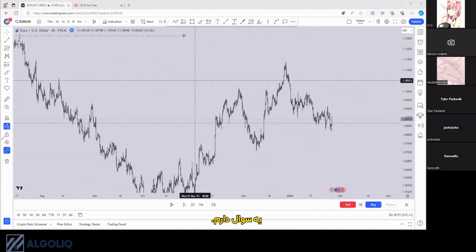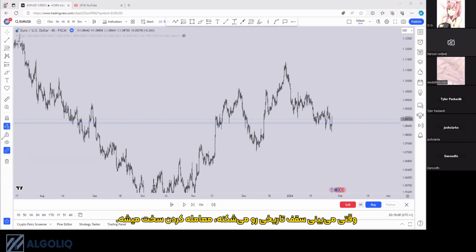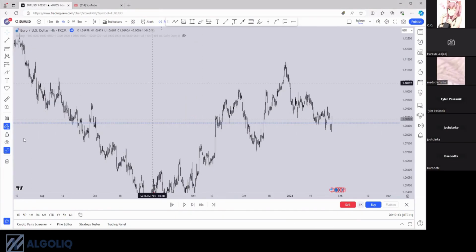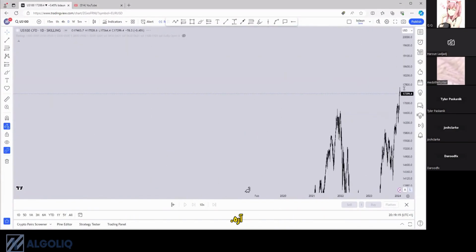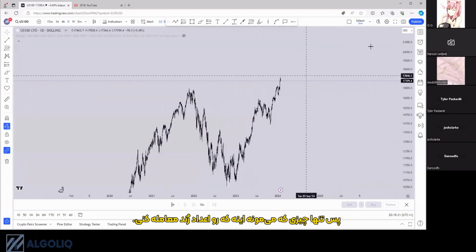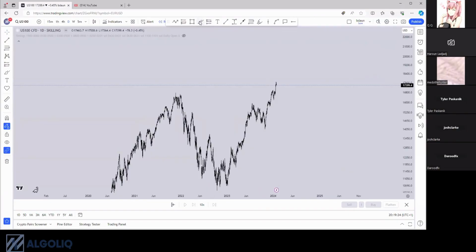I have a question. I don't trade it, but I mainly look at Nasdaq. When you see them break all-time highs, it's hard to trade. There's nothing to trade if it breaks all-time highs. Yeah. So all you can trade is round numbers, like 1800, but that's it.